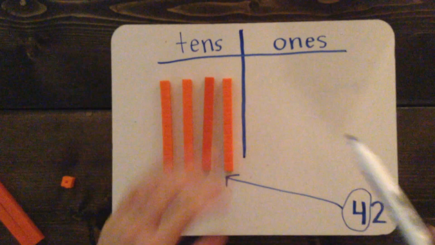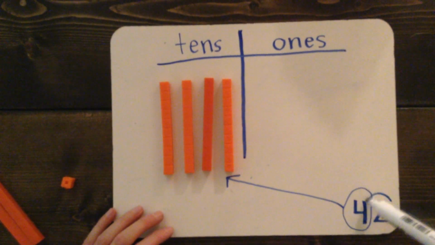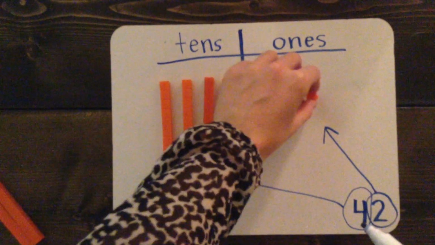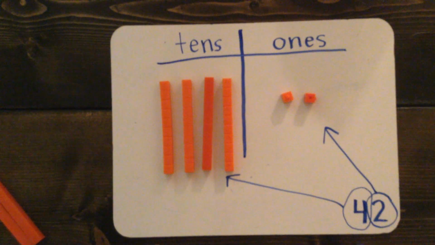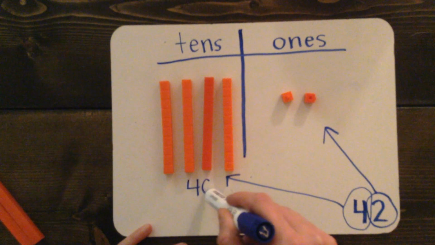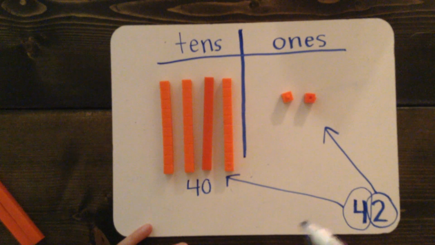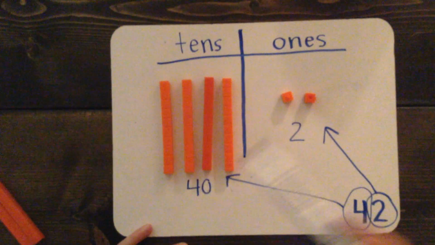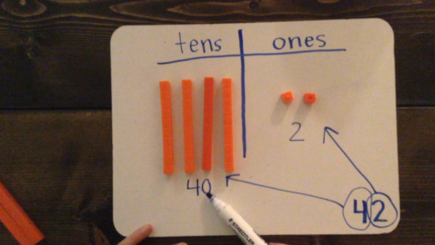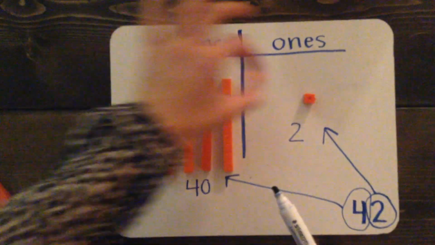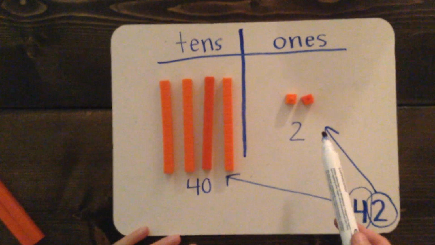10, 20, 30, 40. When we look at the second digit in the number 42, it tells us how many ones. 2. Now we've built the number 42. To write it in expanded form, you need to say how many are in the 10 side, there's 40, and how many are in the 1 side, there's 2. When you put them together, it makes 42. The reason I wrote 40 here is because that is how many small cubes are stuck together over here. And over here we just have 2.